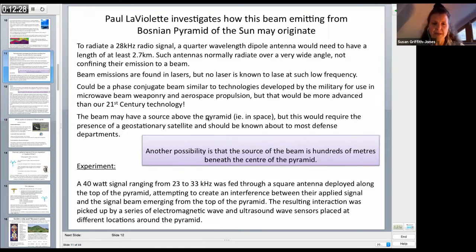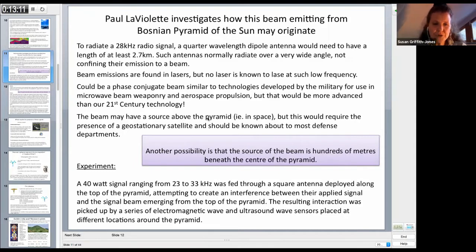So beam emissions are found in lasers, but no laser is known to laze at such a low frequency. It could be a phase conjugate beam similar to technologies developed by the military for use in microwave beam weaponry and aerospace propulsion, but that would be more advanced than our 21st century technology. So that's another thing to consider. The beam may also have a source above the pyramid, i.e. in space, but this would require the presence of a geostationary satellite and should be known about by most defense departments, which it doesn't seem that that is the case.